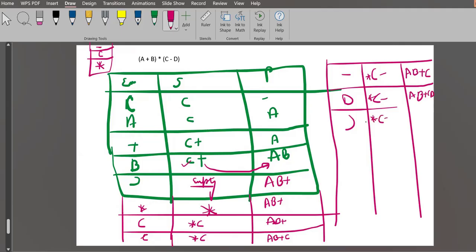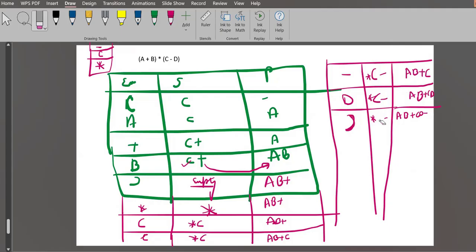Now the close bracket. You are saying this needs to be inserted, so where will you insert? We have to pop all the operations until we find the open bracket. This is the close bracket, so these need to be pushed to the output. So it will go as plus C D minus. This now needs to be removed. Minus is also there.